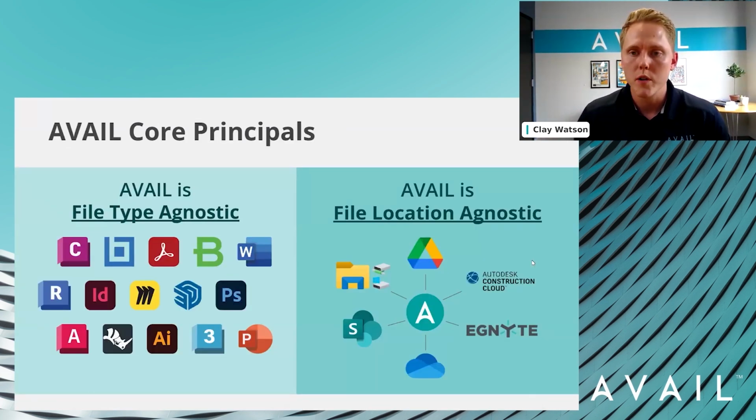So those two principles are these agnosticism principles. The first of which is that we are file type agnostic. So again, we are Revit focused. A lot of the workflows that we build are for these Revit workflows, finding those assets, bringing them into a Revit project. But we understand that there are many more file types that sit around a project. And those are all important, and those are all made to be centralized right through AVAIL.